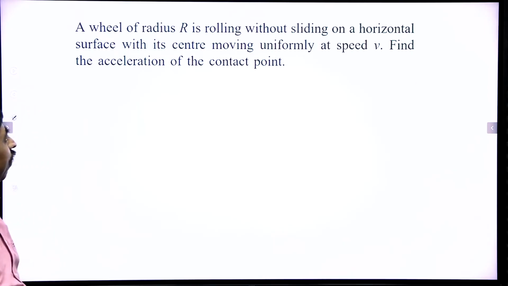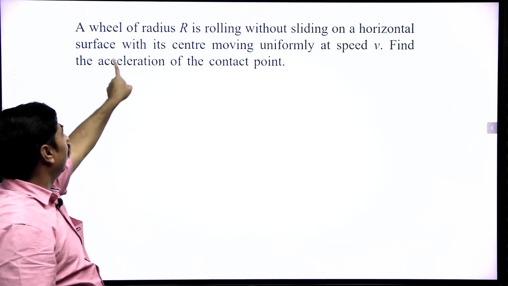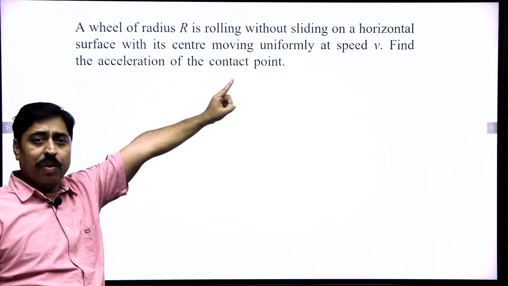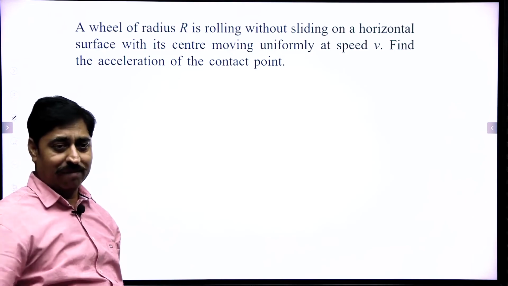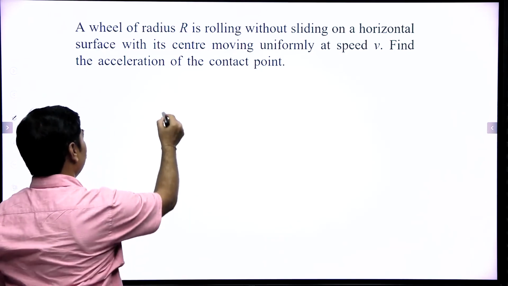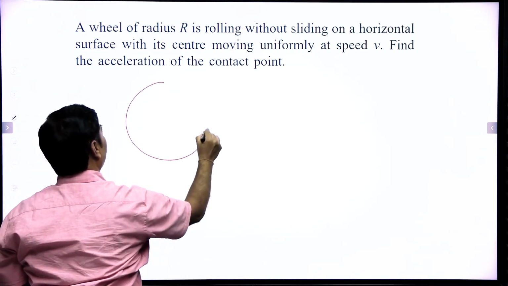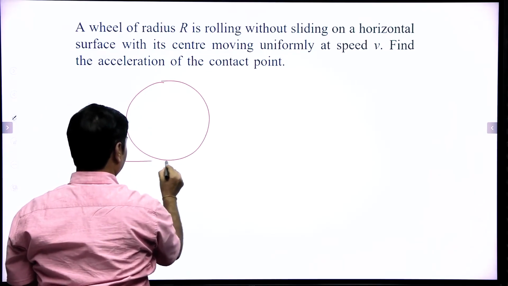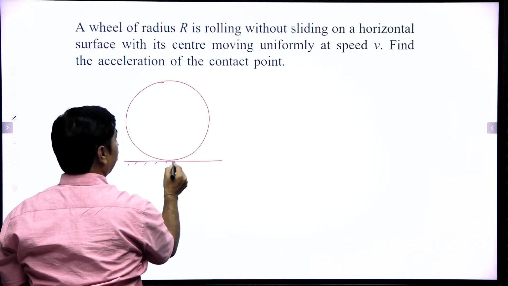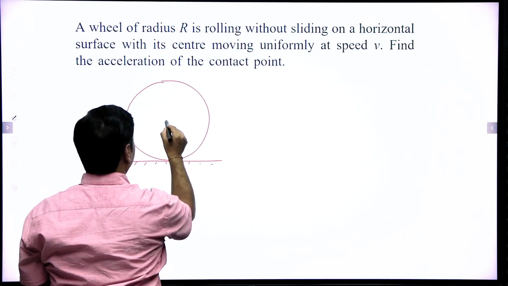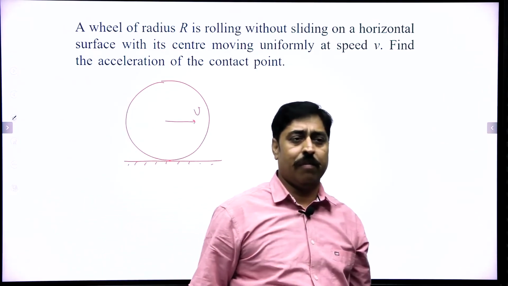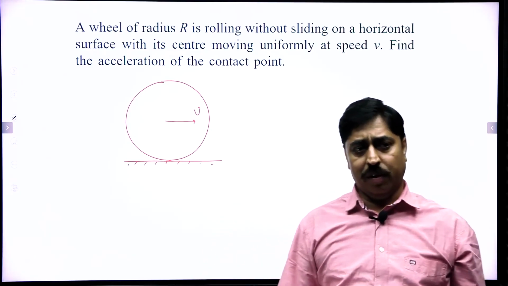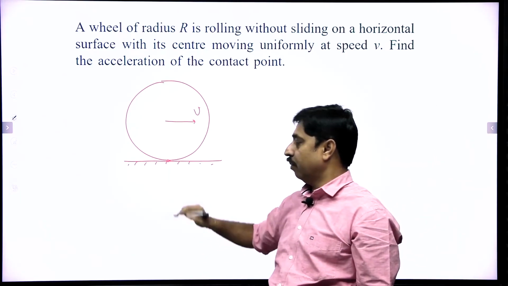Now the next question is, a wheel of radius r is rolling without sliding on a horizontal surface with its center moving uniformly at a speed v. Find the acceleration of the contact point. Pause the video. Okay, this is the question. It is rolling without sliding, and its speed is v, meaning the speed of the center of the wheel is v. Find the acceleration of the contact point. What will be the acceleration of this contact point?